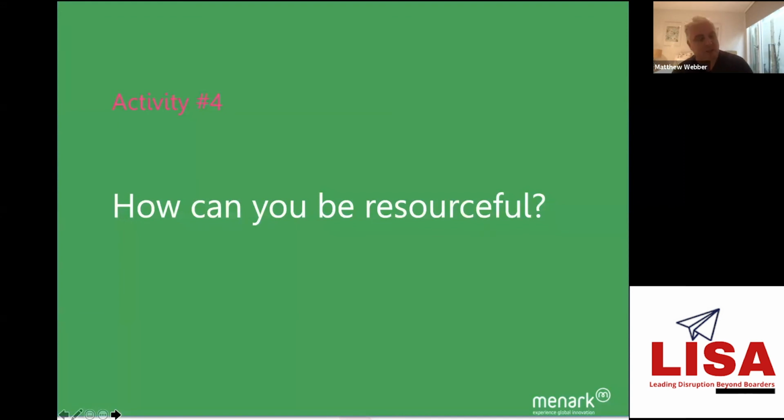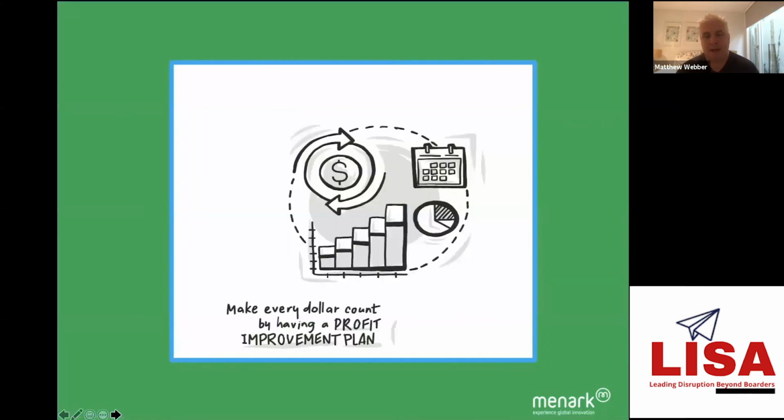I guess the test, not the test, but the challenge here is how do you be more resourceful with this? So you are at MVP stage, so as you're looking at your measures, you do have to think about how you can be resourceful in being able to put things together, and making every dollar count by having a profit improvement plan.